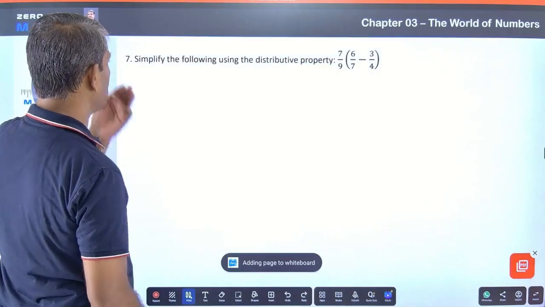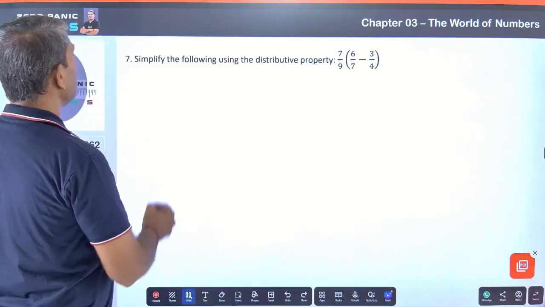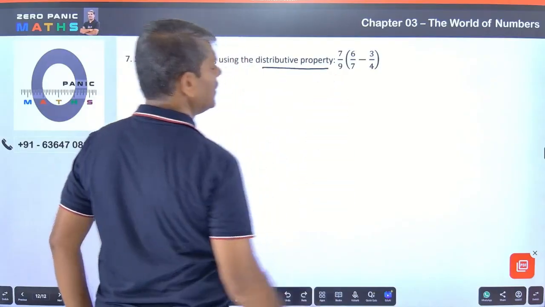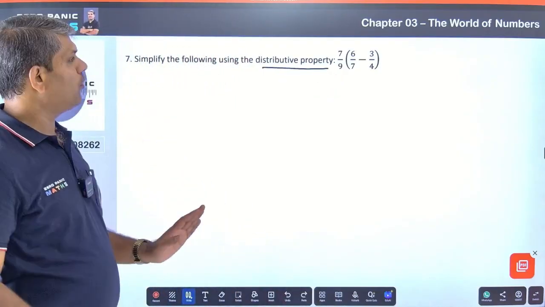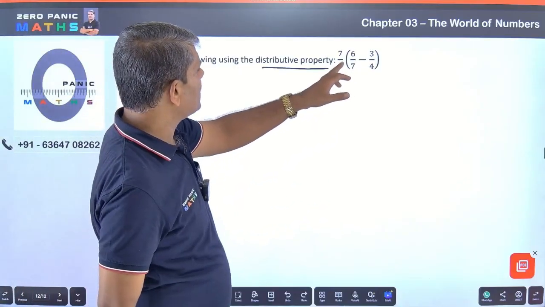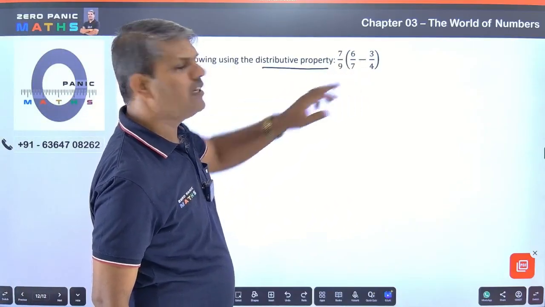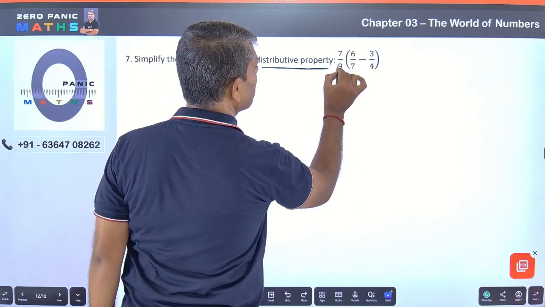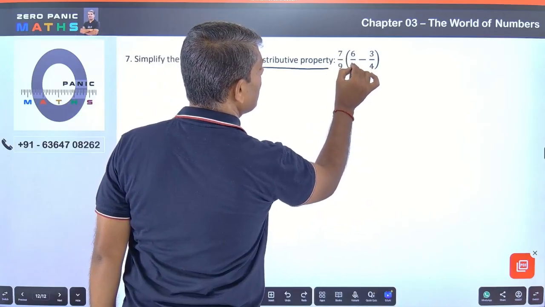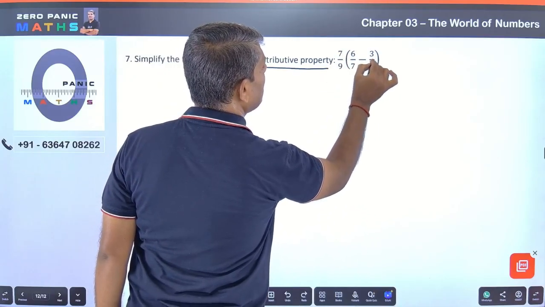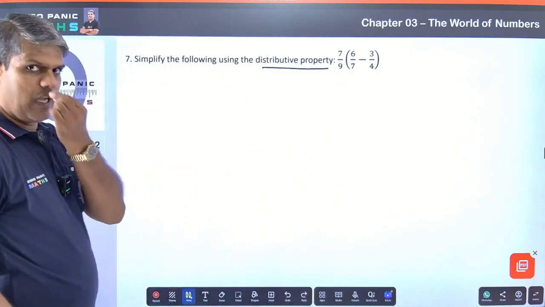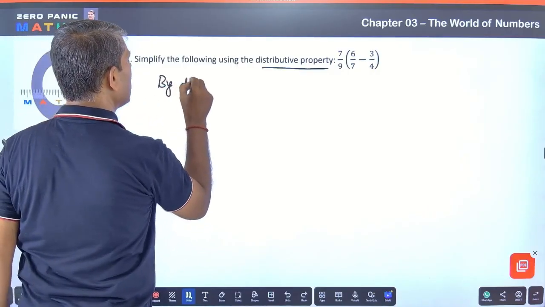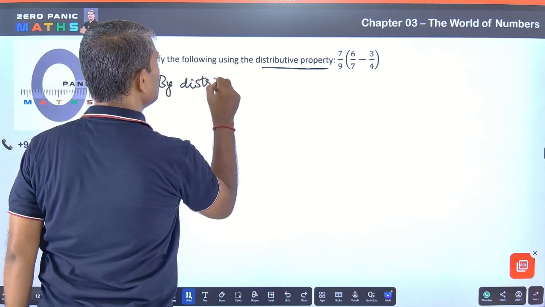Now let us quickly move to the next problem. Here also they are asking us to simplify this using the distributive property itself. So what is the distributive law? By distributive law, you have to multiply the 7 by 9 to 6 by 7 also, and minus 7 by 9 multiplied by 3 by 4 also. Understood? Okay.